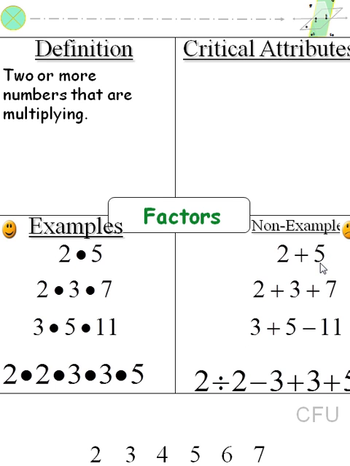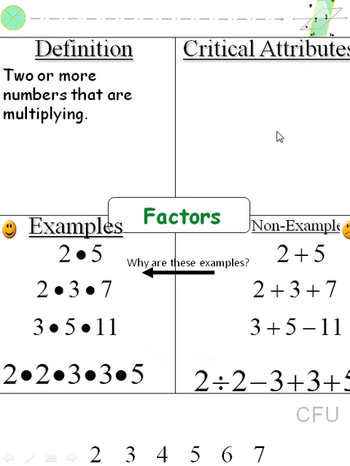Non-examples, let's see. 2 and 5 right here, they're not factors because they're not multiplying. 2, 3, and 7 in this example are not factors because they are adding. 3, 5, and minus 11 are not factors because they're doing other operations other than multiplying. 2, 2, 3, 3, and 5 in this example are not factors because they're doing addition, subtraction, and division. The only time we call them factors is when they're doing what? Multiplying.